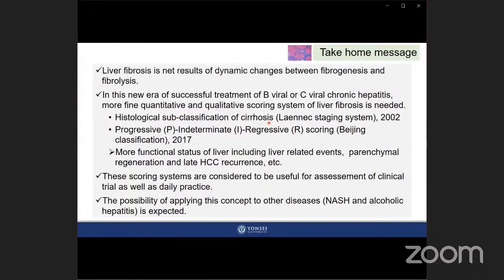The histological subclassification of liver cirrhosis, the so-called Laennec staging system, and the PIR scoring system represent a more functional evaluation of liver fibrosis. Actually, these scoring systems represent liver-related events, parenchymal regeneration, and late HCC recurrence, etc. These scoring systems are considered to be useful assessments in clinical trials as well as daily practice. The possibility of applying this concept to other diseases, including NASH and alcoholic hepatitis, is expected.